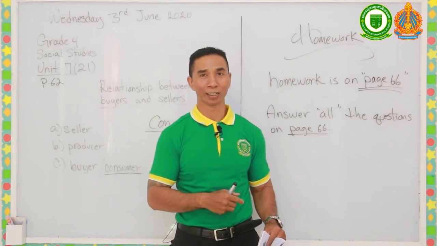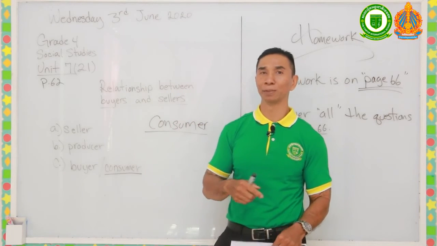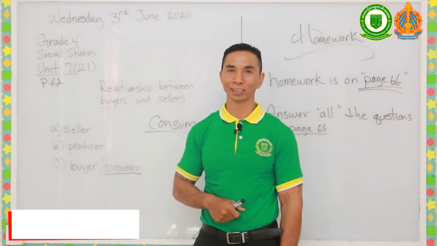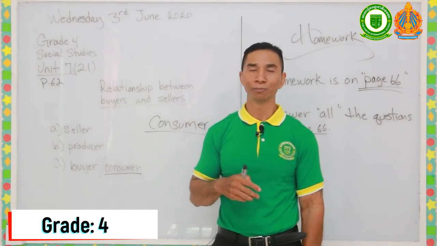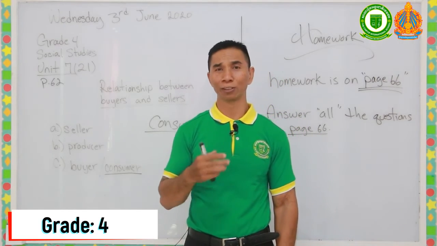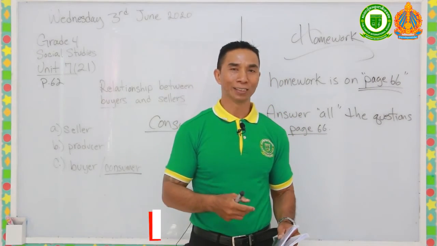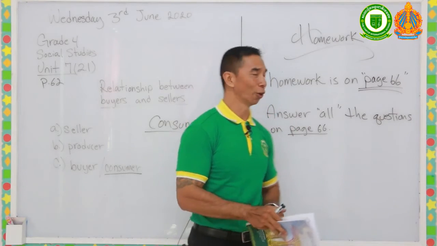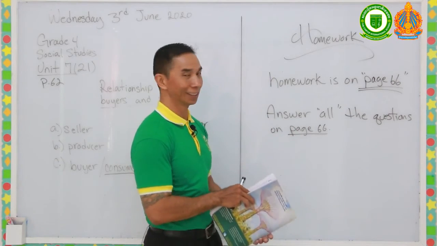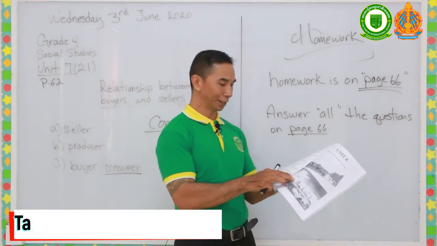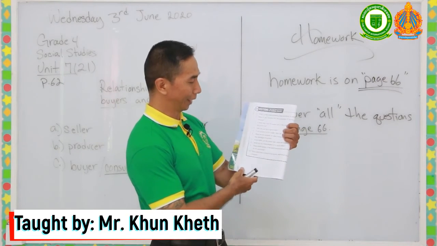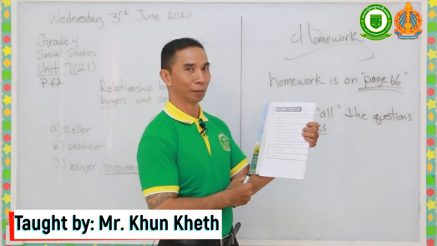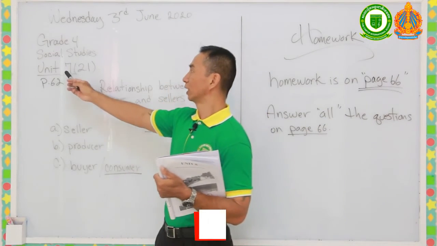Today's homework has questions pertaining to last week's exercise. So I want you to review last week's exercise and even last week's video to give you some information about answering this homework, because your homework is on page 66 in your book. Can you please turn to page 66 in your book? On page 66, there are 10 questions pertaining to Unit 7.